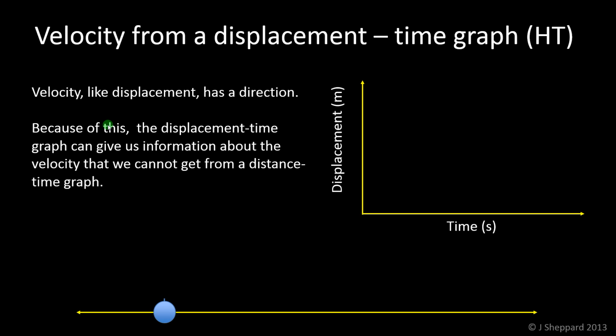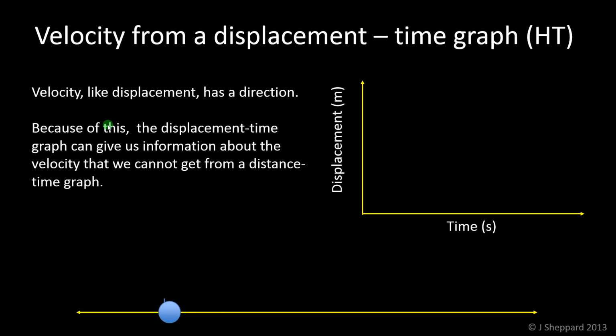And because the displacement time graph can give us information about which direction we're going in, we can also get information about the velocity that it's not possible to get from a distance time graph. So if you're asked about velocity from a distance time graph, you can't tell. You can only tell the speed from a distance time graph, not the velocity.